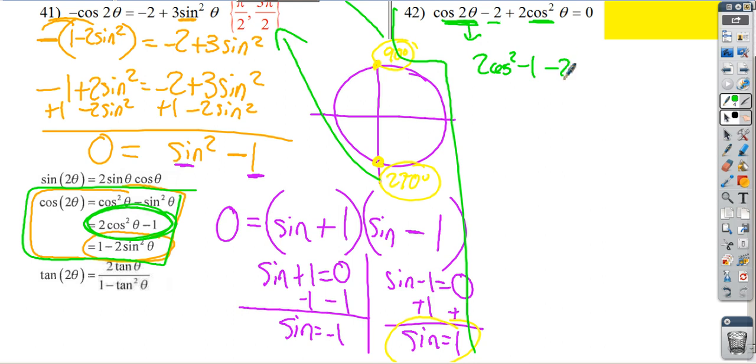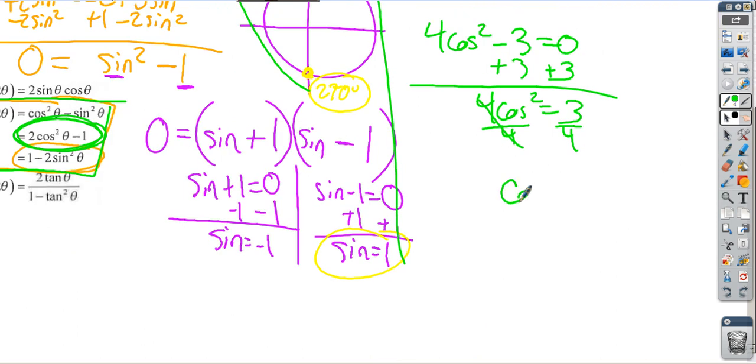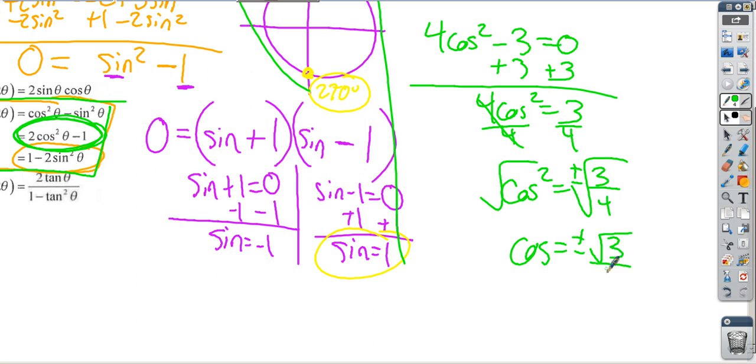We have that minus 2 there, and we have that plus 2 cos squared, and this whole thing is equal to 0. 2 cos squared plus another 2 cos squared would be 4 cos squared, and then negative 1 minus 2 is negative 3. So let's add 3 to both sides, and we'll get 4 cos squared is equal to 3. We'll divide by 4. And so we're going to get cosine squared equals 3 over 4. We'll solve for cosine by square rooting and putting a plus or minus. So cosine equals plus or minus root 3 over 2.